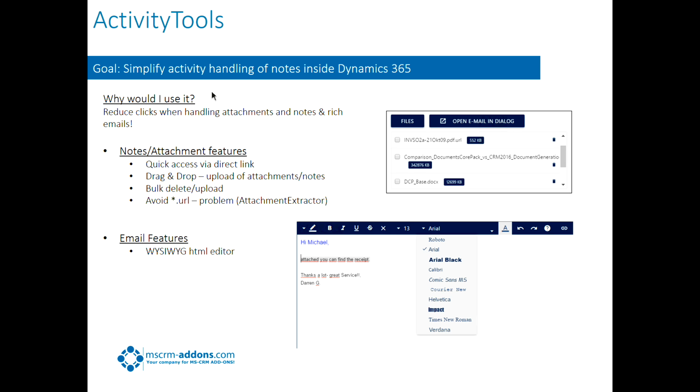Drag and drop, so you're able to take a file, drag it on and drop it in there, and then it uploads it to CRM. You have the ability to do bulk deletes and uploads with this as well, and avoid problems with the URL extension. For example, if you're using an attachment extractor, this is basically going to open the file directly from CRM. So if you've used an attachment extractor, you know what I'm talking about there. If you haven't, I suggest you check it out.